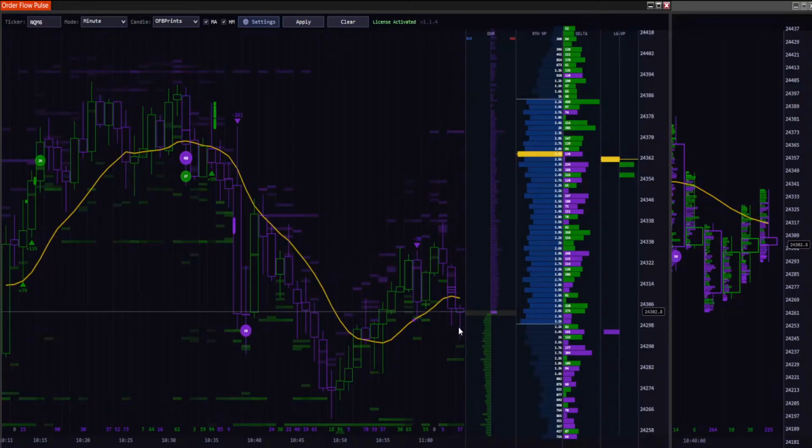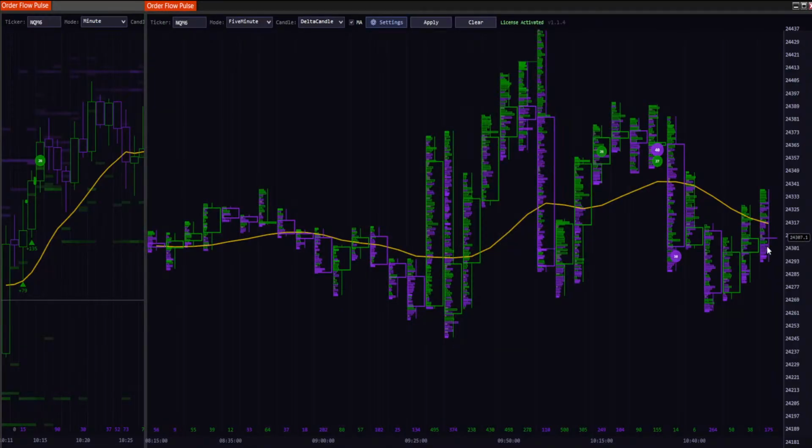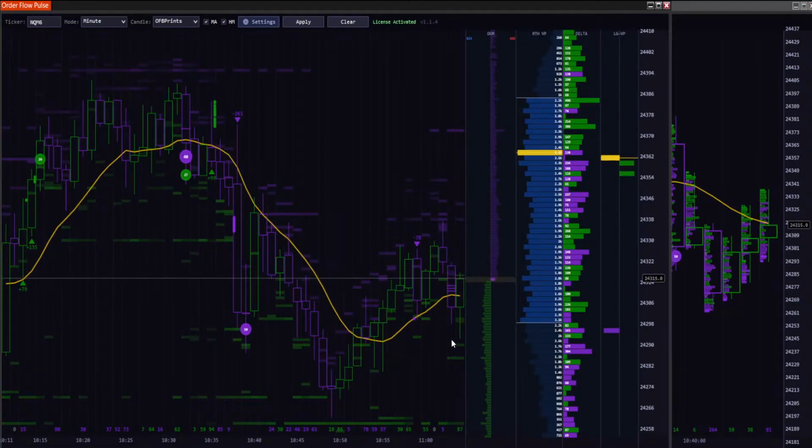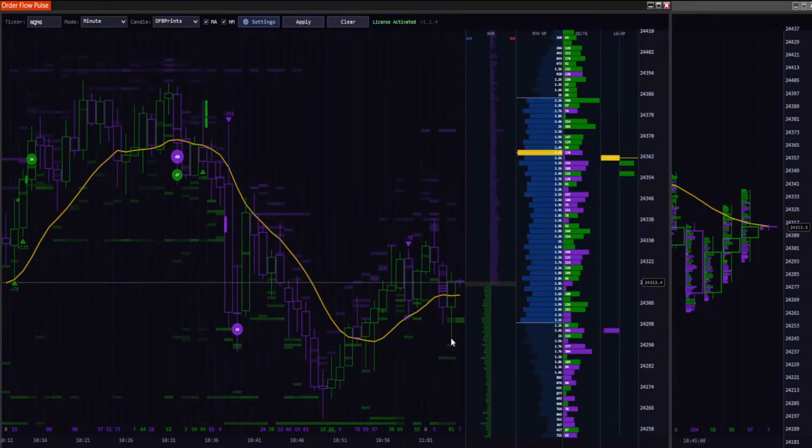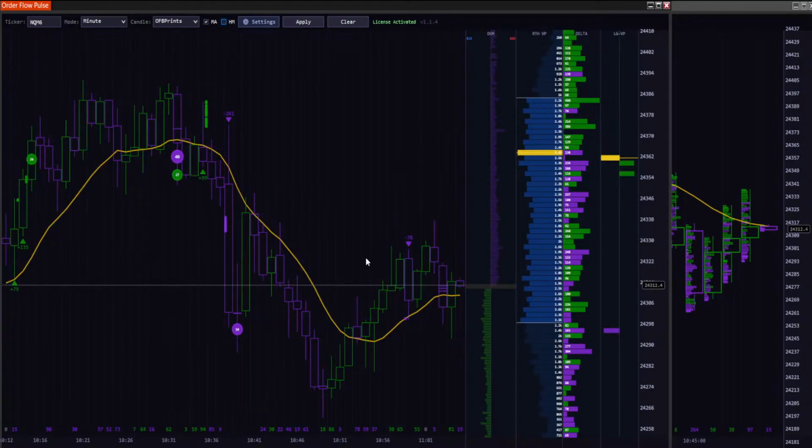Okay. You got to think about where you're at on a 5 minute too. See right there, we kind of came down, kind of rejecting this area a little bit. Yeah, this is not ideal. I mean, look at the 5 minute. This is not an ideal trade to be taken because look at the 5 minute. We've just been chopping around. Now we closed above the moving average.